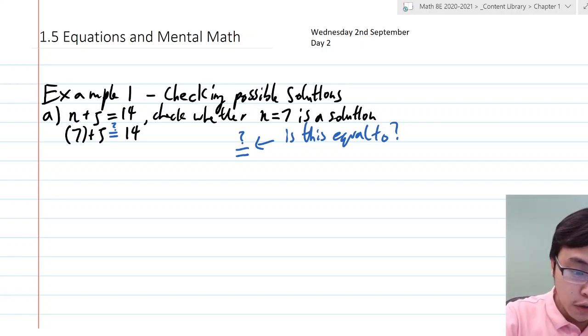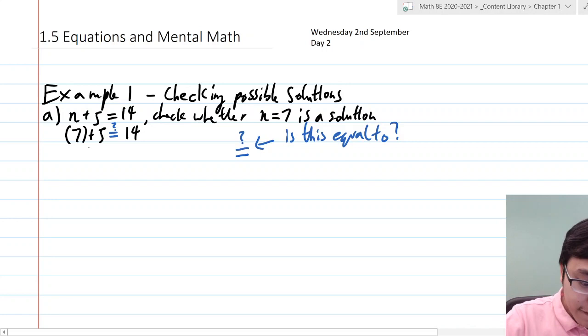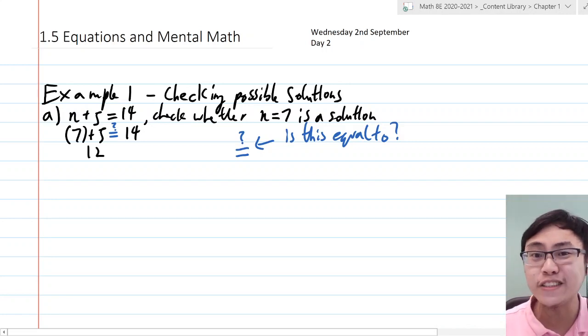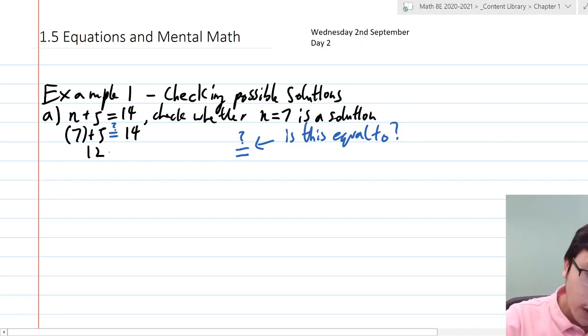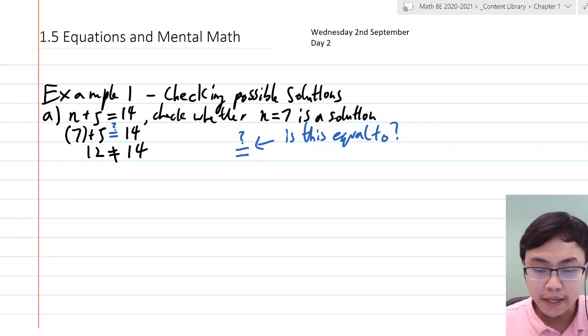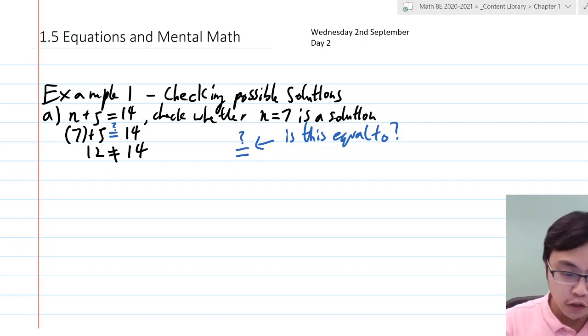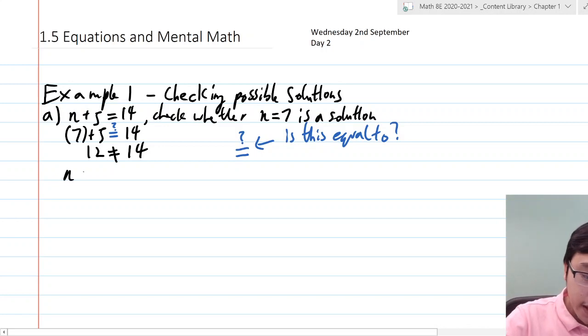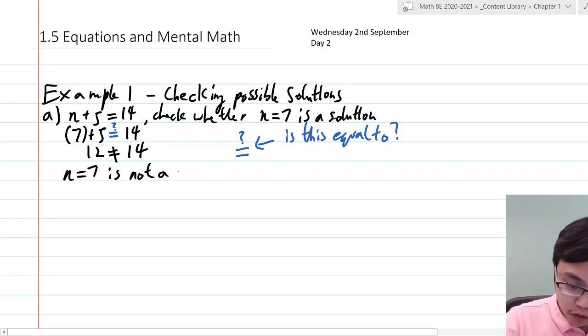Now I find out 7 plus 5, that is 12. And so 12 is not equal to 14. I need to write it down clearly that 12 is not 14. Once I've confirmed that, that means n equals 7 is not a solution. Then I write down n equals 7 is not a solution.